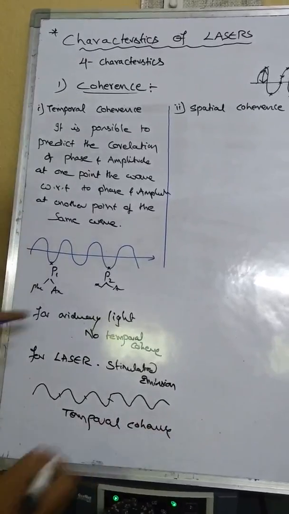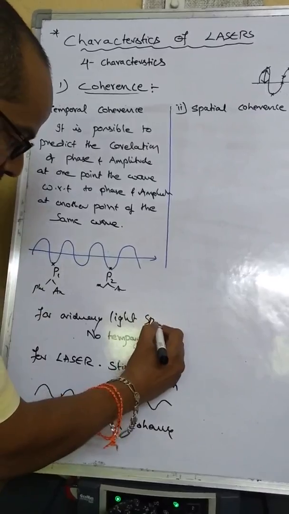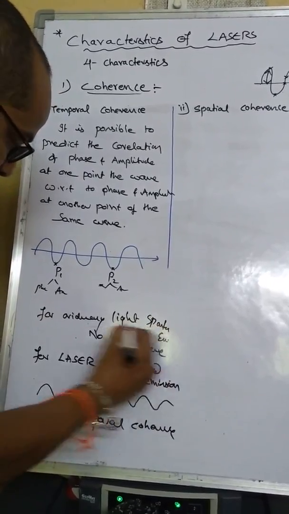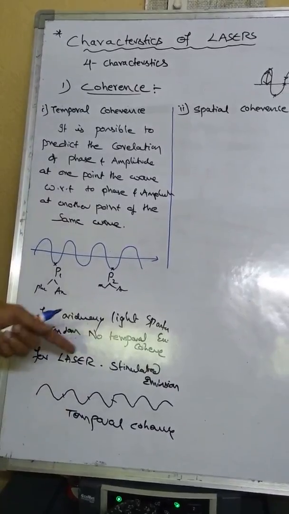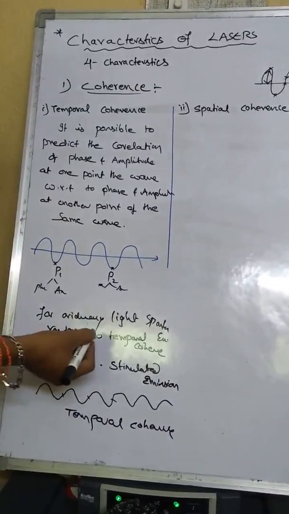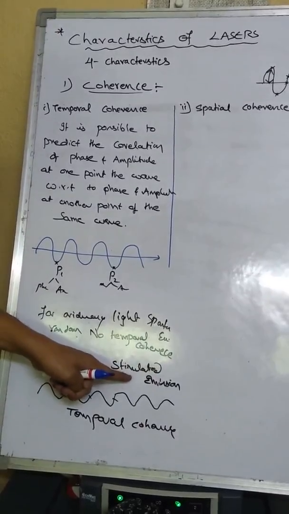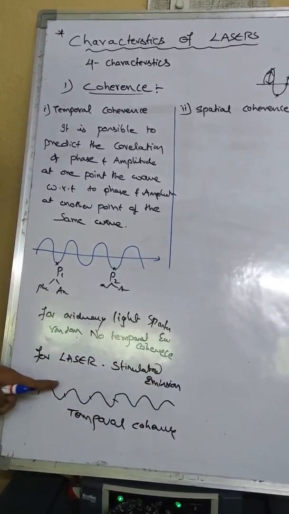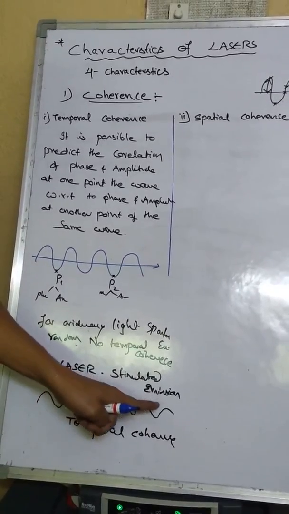So ordinary light cannot maintain temporal coherence because of spontaneous emission, and due to spontaneous emission there will be random emissions, where there is no chance of temporal coherence. But coming to laser light, this is due to stimulated emission. Stimulated emission leads to the emission of photons in phase.